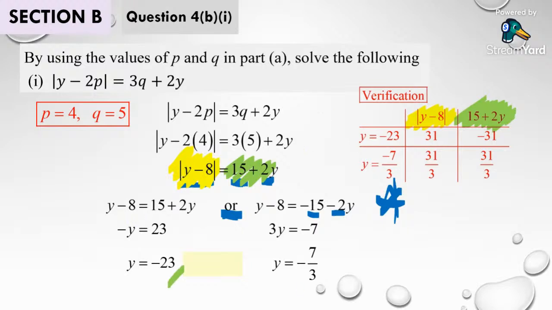Substitute with each of the y values that we have, and we try to see the result. Whether the ones highlighted in yellow and green have the same figures or not, the same value or not. If they have the same value, then yes, that's the answer. If they are not the same value, reject. So in this case, we're going to reject y equals minus 23 because the left and right don't come up with the same value.